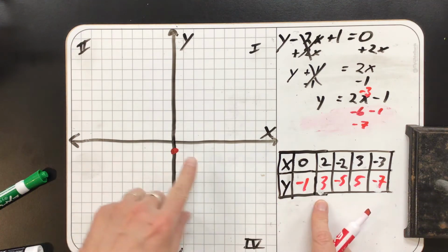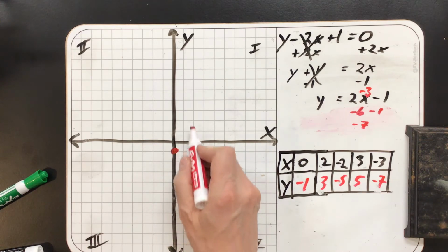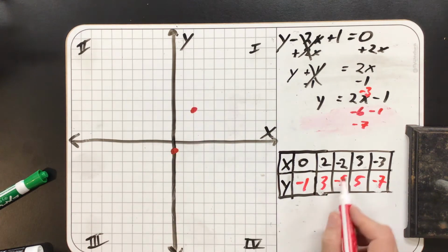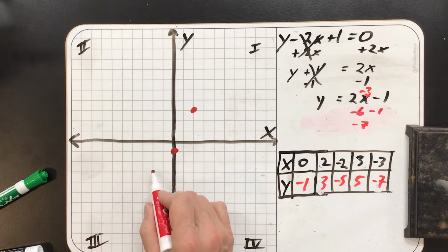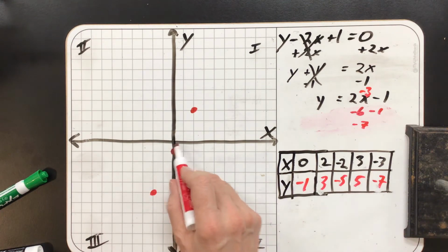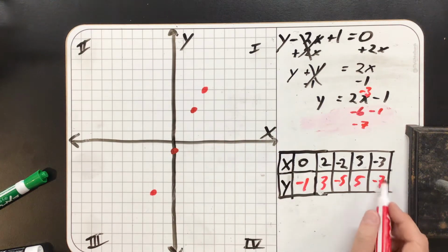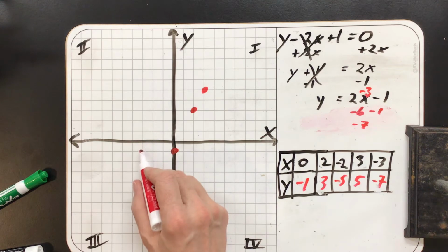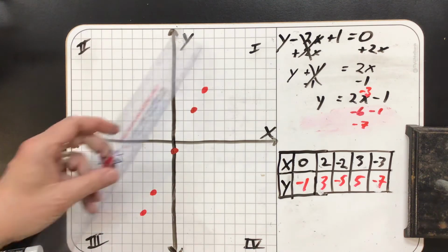The next point is 2, 3. So over positive 2, up positive 3. And then negative 2, negative 5. Negative 2, then negative 1, 2, 3, 4, 5. Then 3 and 5, so plus 3 and plus 5. And then negative 3 and negative 7. Negative 3, then negative 1, 2, 3, 4, 5, 6, 7. And as you can see, those make a line. It's a nice straight line.